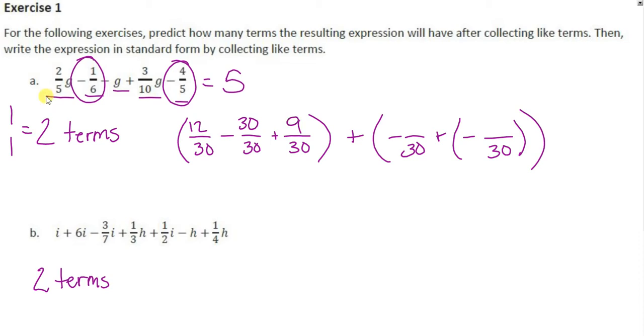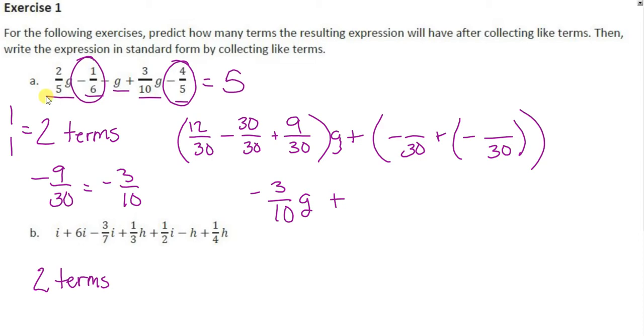All right, so now I got this big negative 30 over 30. Well, negative 30 plus 12 is going to be a negative 18. A negative 18 plus 9 should be a negative 9. So this should be a negative 9/30, but a negative 9/30 can reduce to a negative 3/10. So we got a simplified fraction here. Negative 3/10 G plus, all right, so we got our 6 and our 5 here.